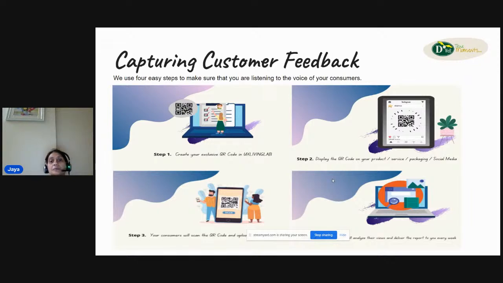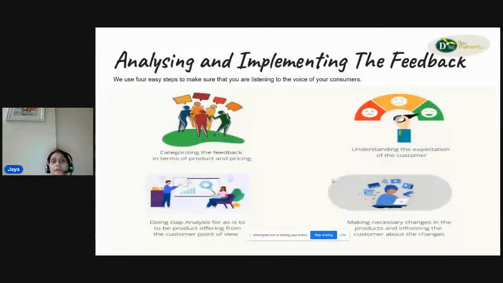These are the 4 steps. First is creating, second is displaying the QR code, third is the consumers scanning it, and the last is that we will be delivering the qualitative and quantitative report for the same.